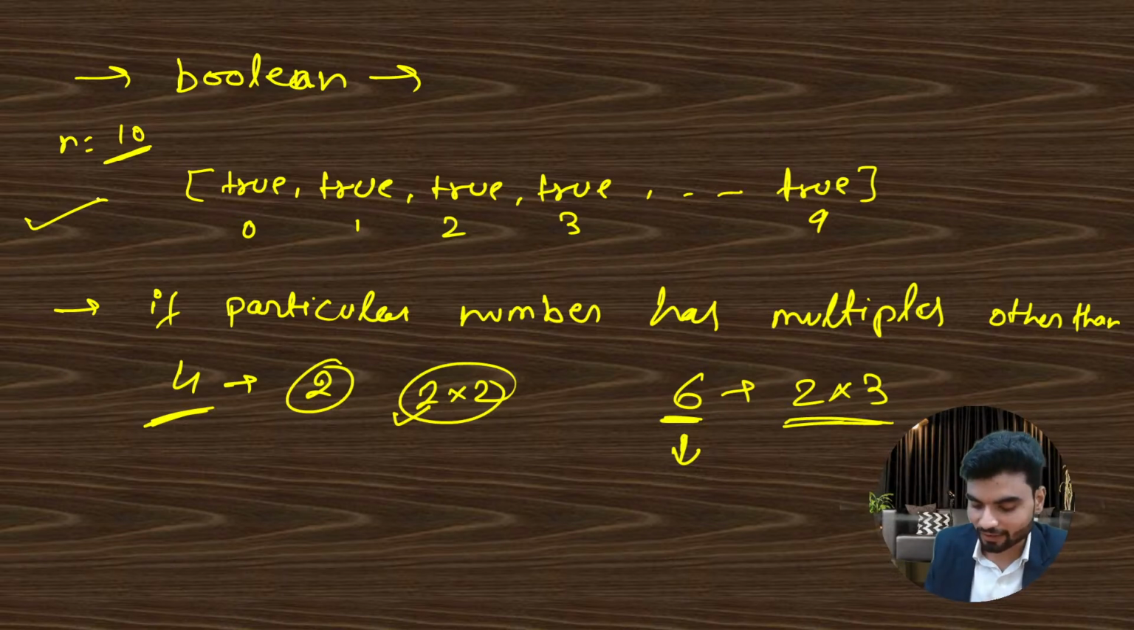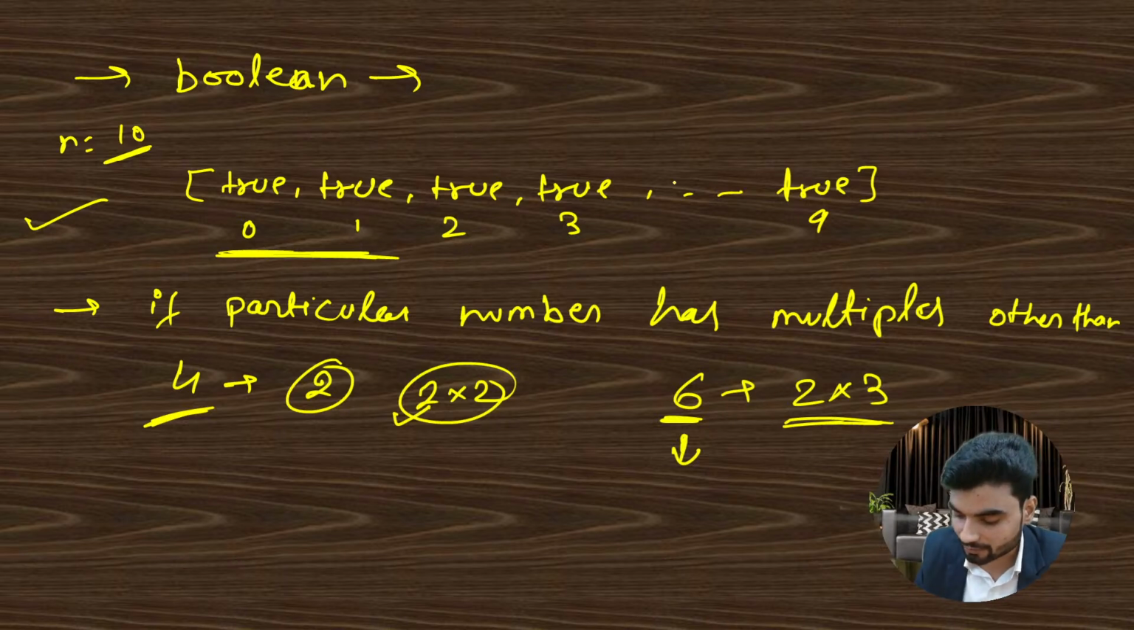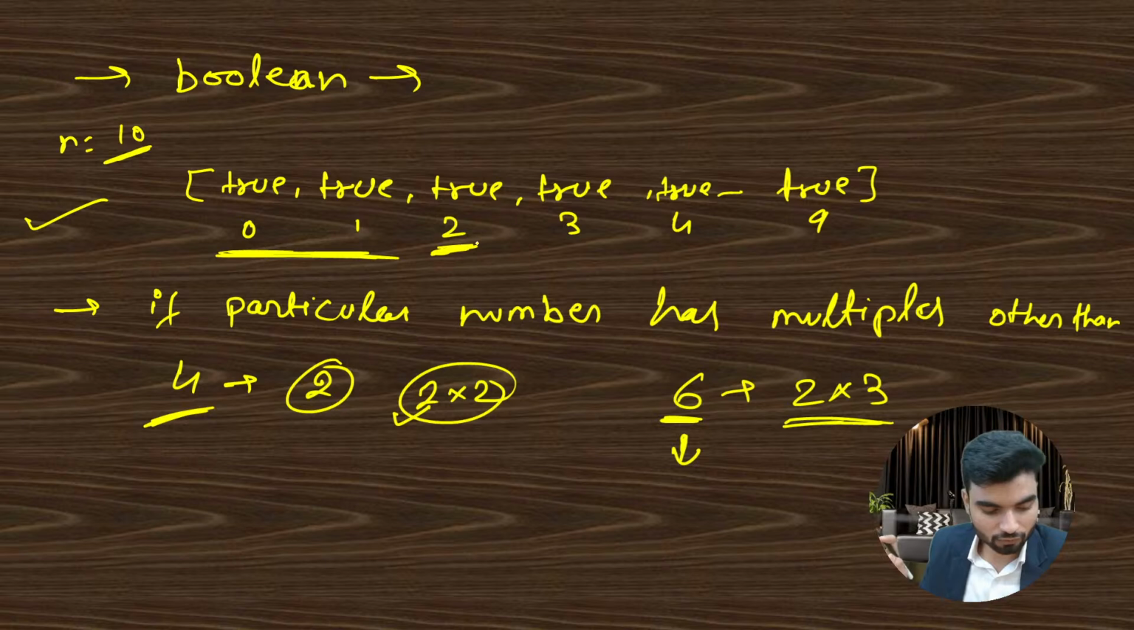I don't have to check 0 and 1 as well, because 0 and 1 are not prime. So I'll check from 2 itself. Now I'll come to 2 and see whether 2 has any multiples. I'll mark all the multiples of 2 as false. Let's say here was another true, and that index was 4. I will not change 2, but I will change all the multiples of 2 to false. So 4 will be false.